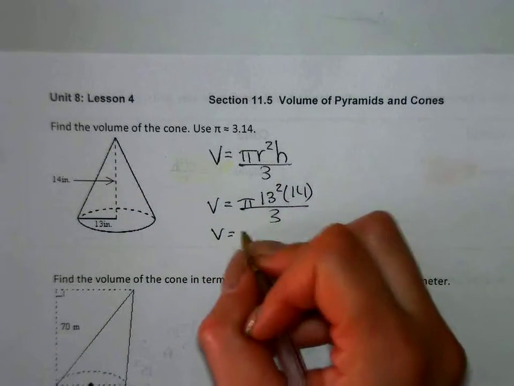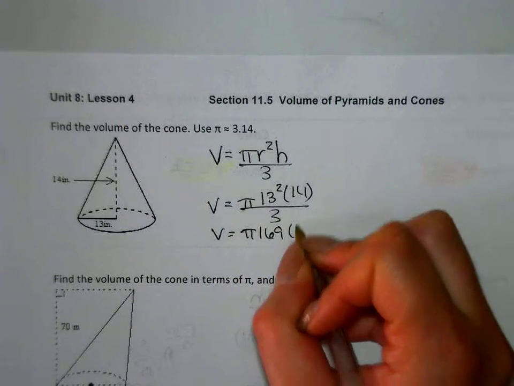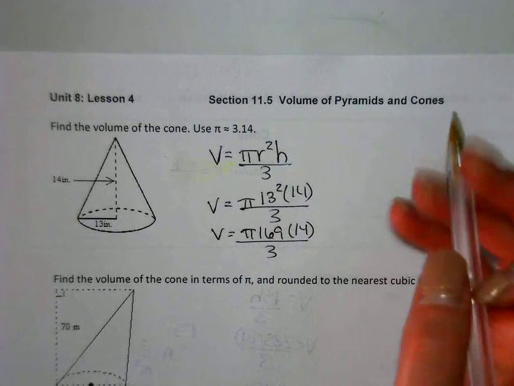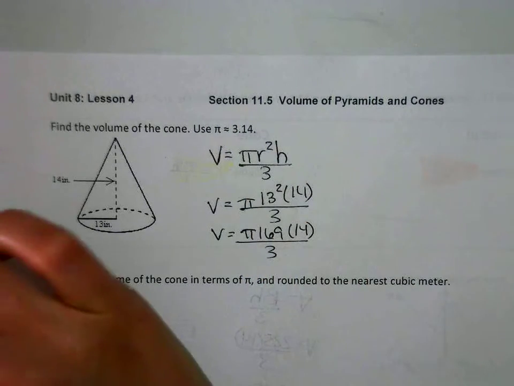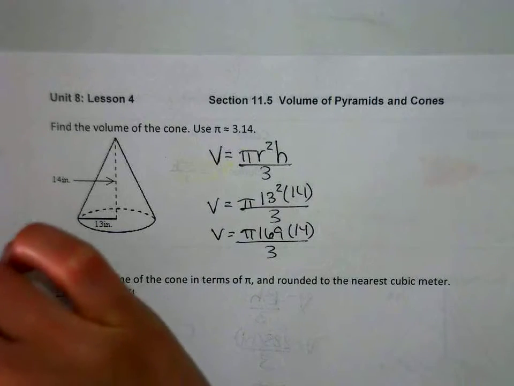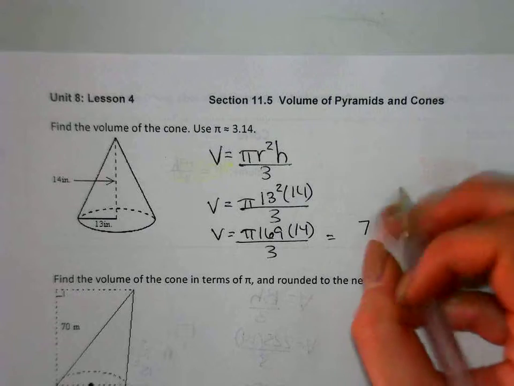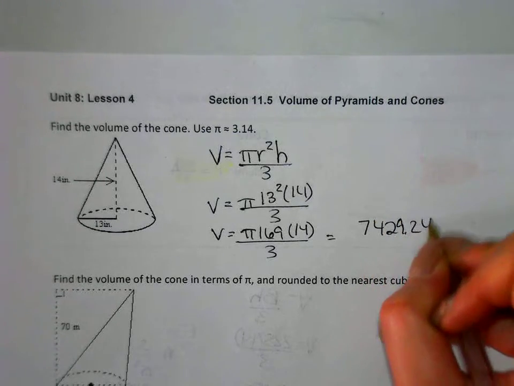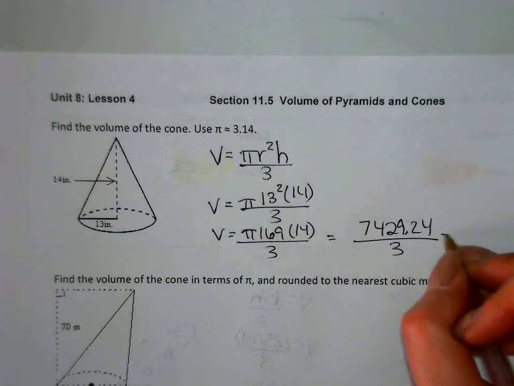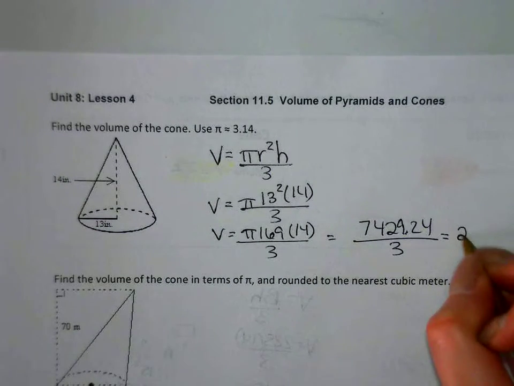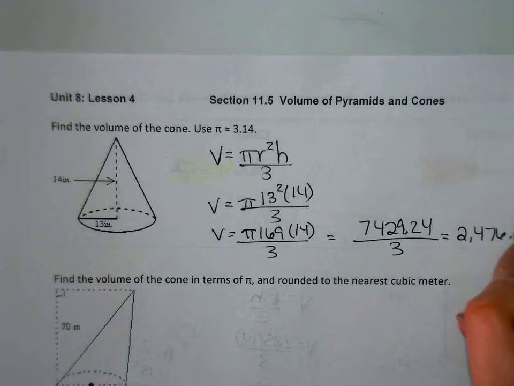So 13 squared is 169. It doesn't say in terms of pi, it says to use 3.14. So 3.14 times 169 times 14. We have a volume of 7,429 2400ths divided by 3. So lastly, once we divide by 3, our volume is 2,476 4100ths inches cubed.